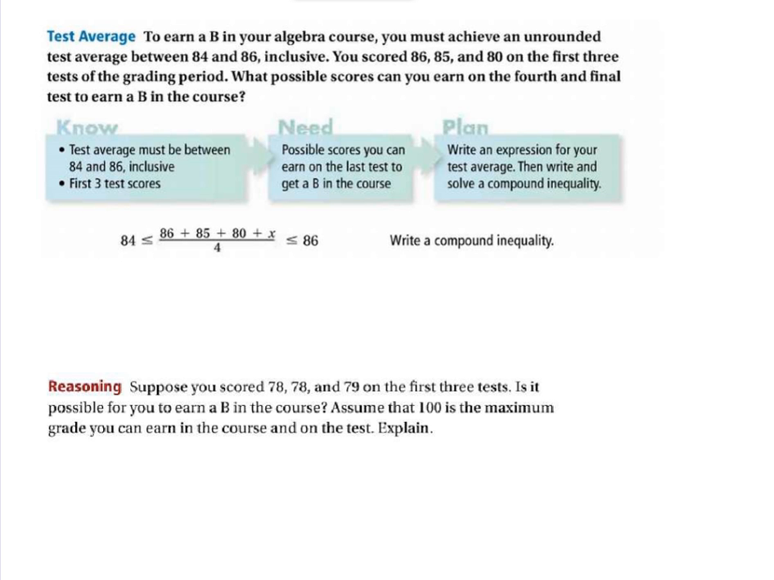All right, to earn a B in your algebra course, you must achieve an unrounded test average between 84 and 86. That's actually true. Inclusive means you can be exactly 84, and you can be exactly 86, and anything in between. That's what inclusive means. So let's say you scored 86, 85, and 80 on the first 3 tests of the grading period. So your Chapter 2 test was an 86, your Chapter 3 test was an 85, your Chapter 4 test was an 80. And now we're at the final exam time. What possible scores can you earn on the fourth and final test to earn a B in the course?